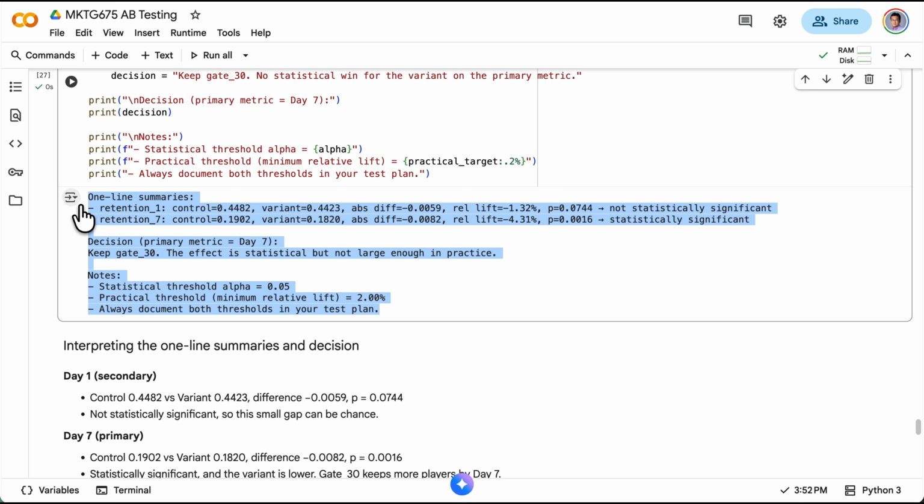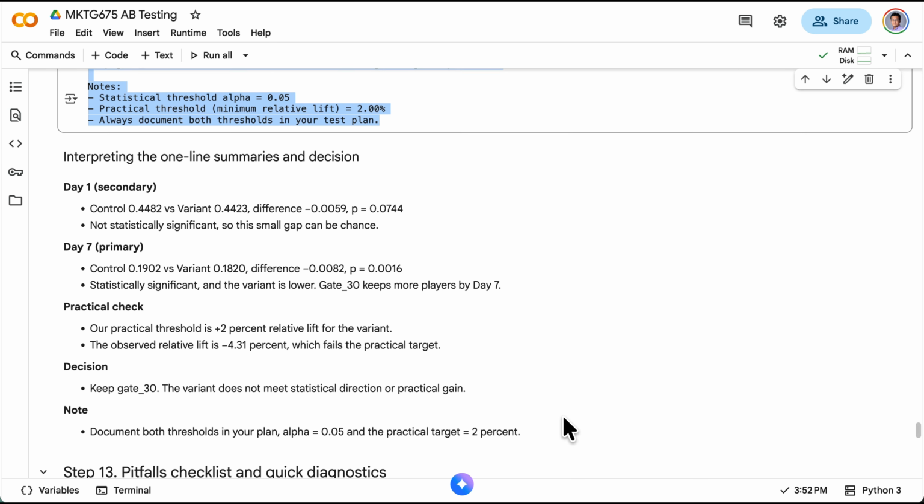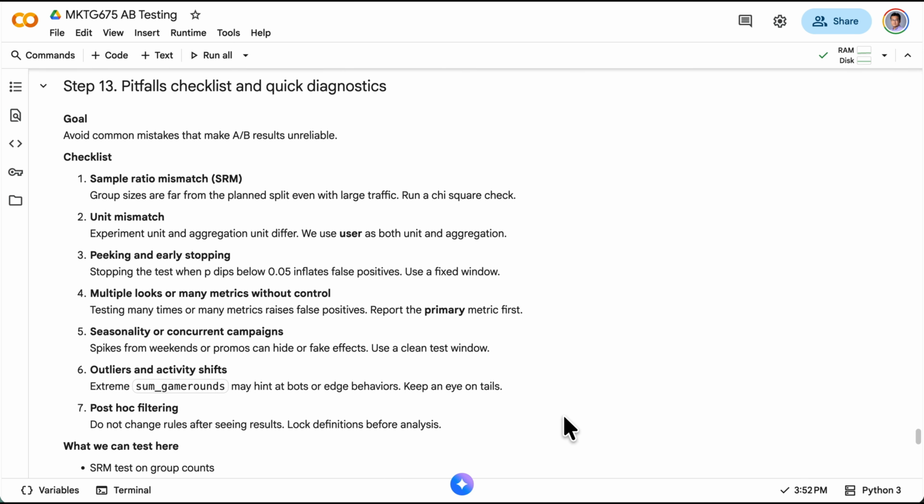Next, we apply our practical rule. We had set a minimum practical target of plus 2% relative lift for the variant. Our observed relative lift is negative 4.31%. That fails the practical rule and even goes in the wrong direction. The decision text says, keep gate 30. The effect is statistical but not large enough in practice. In reality, because the effect is both statistically significant and negative, the safe interpretation is that gate 40 is not an improvement and should not be shipped as the new default.